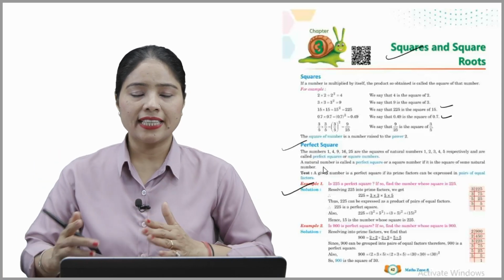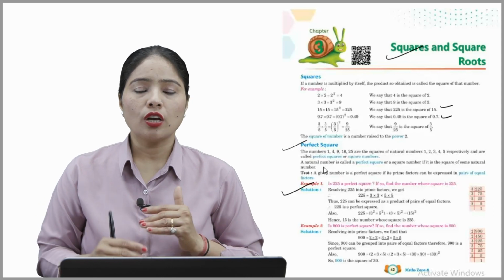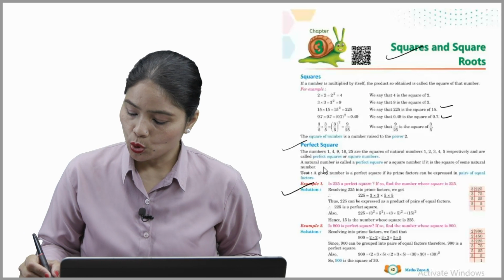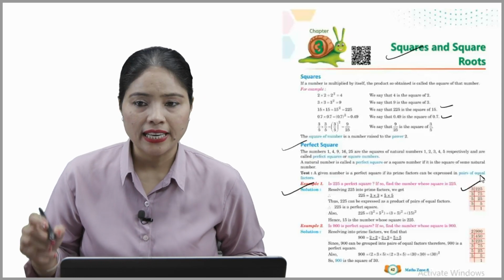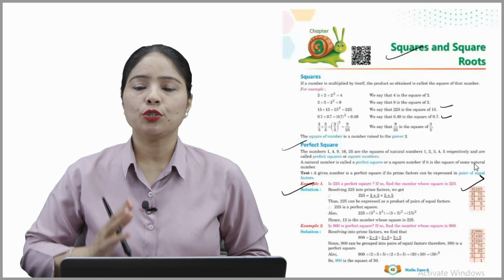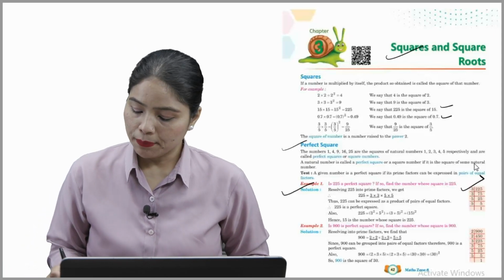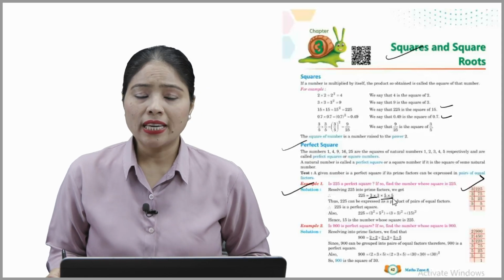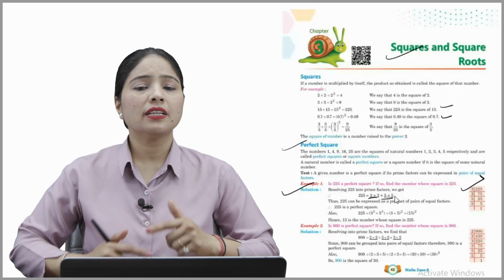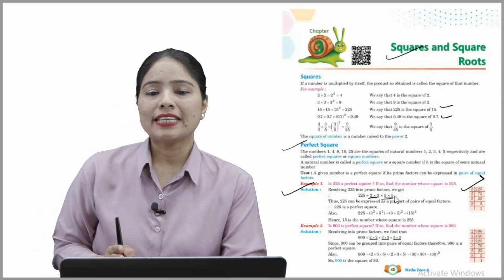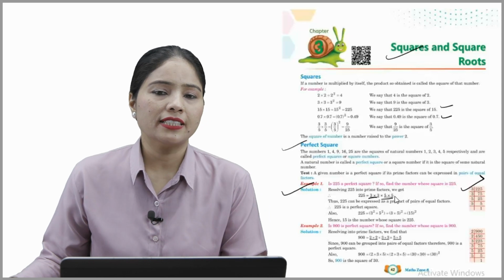So, for that, resolving 225 into prime factors we get, first we found the prime factors of 225 in this way. So what did we get? 3 into 3 into 5 into 5. So these have become pairs. This became one pair, this became one pair. Okay, thus 225 can be expressed as a product of pairs of equal factors. So that is why 225 is a perfect square.